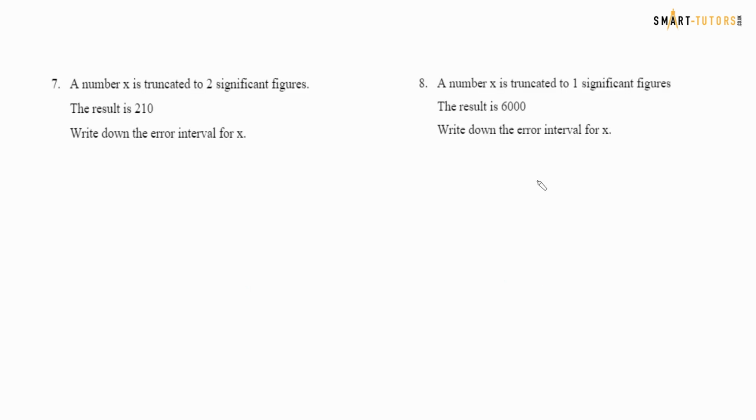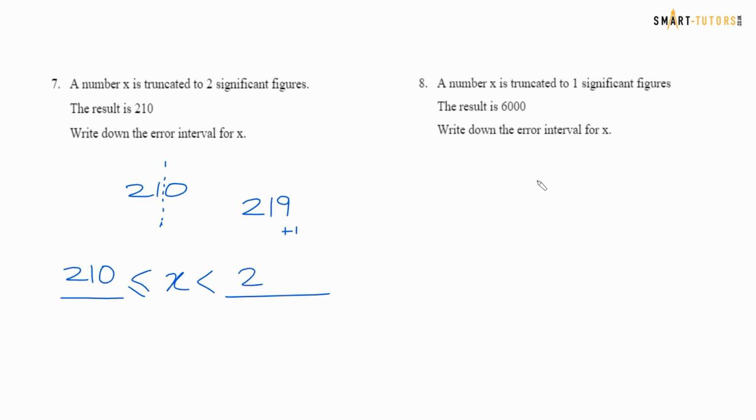Question number 7, a number x is truncated to two significant figures. So 210 is the two significant figure truncated figure. The answer is going to be the error interval, so the first number here and the second number here. The very minimal number is going to be 210 and the maximum number is going to be 219, but there is no equal sign, so add one more, so 220 is going to be the answer for this question.